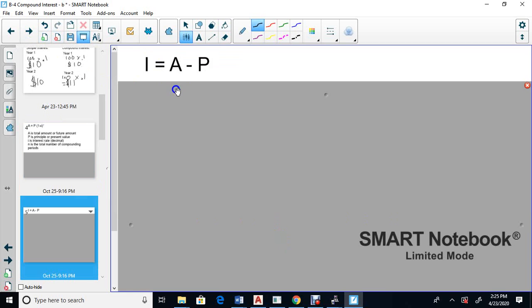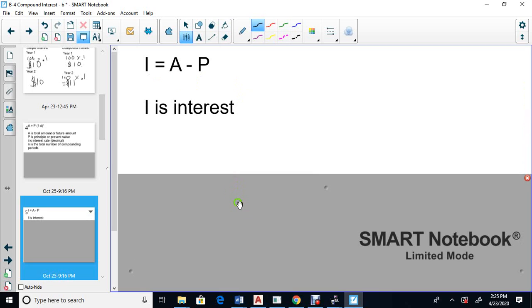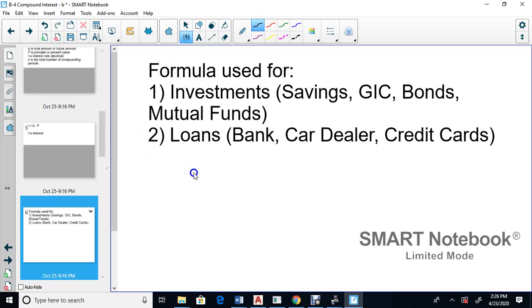Okay, let's look at the second formula here. I equals A minus P. Basically, the interest is equal to the amount that you earned minus the principal. So it's the amount you earned minus what you put into the bank. So that's the total amount minus the principal. Okay, now let's do some sample questions.